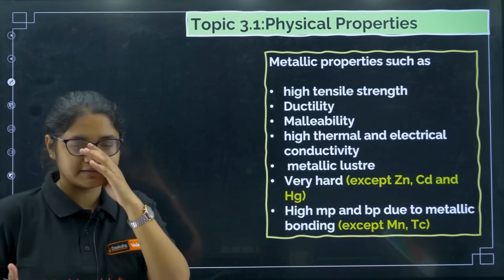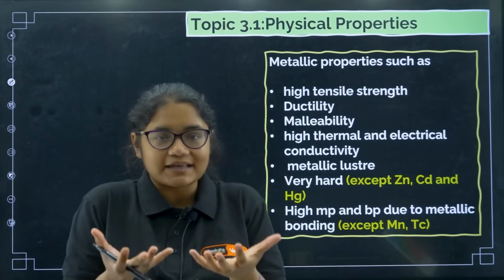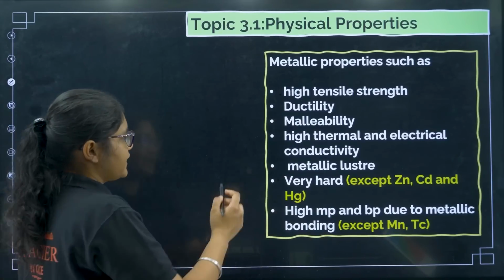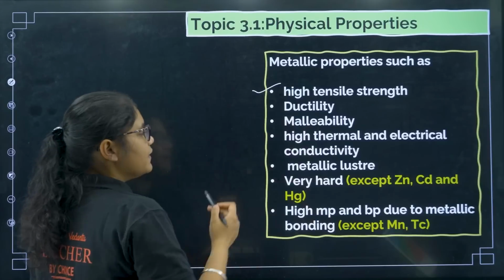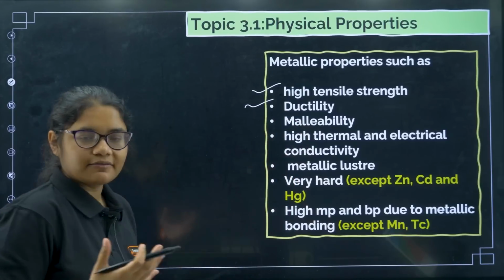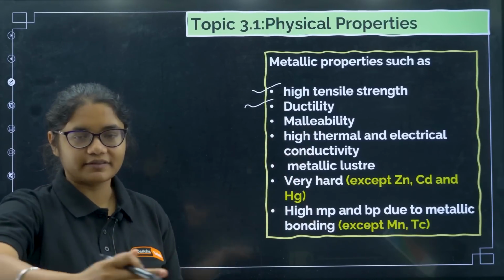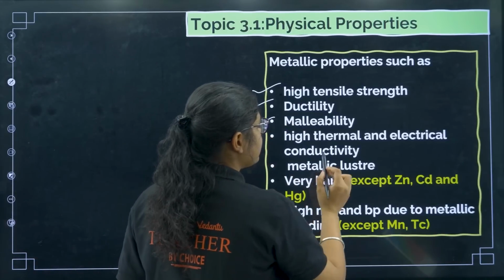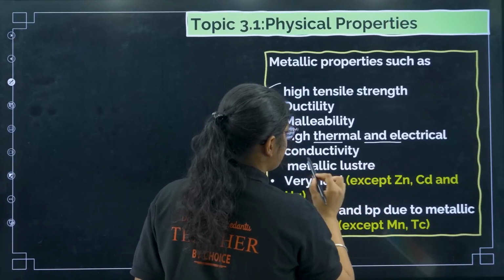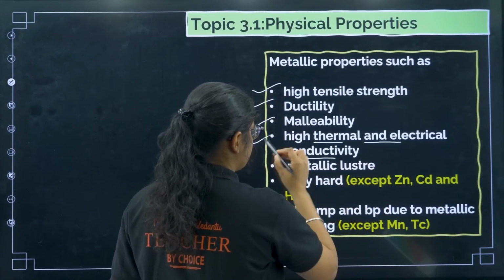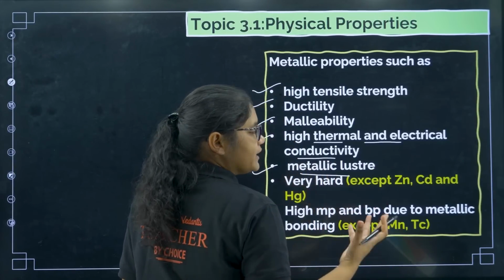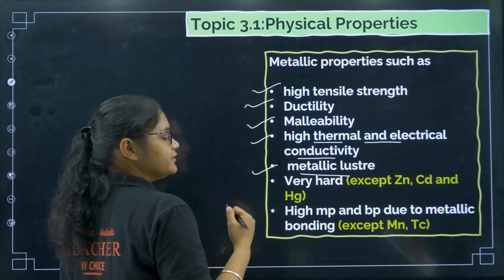Physical properties means how exactly a transition element looks physically. The first thing is they have very high tensile strength. They are ductile, because you know metals have the property of ductility, right? You can convert them into thin wires. They are ductile, they are malleable. They have high thermal and electrical conductivity, that is also there. They have a metallic luster, because they are metals, so they will have a lustrous property.